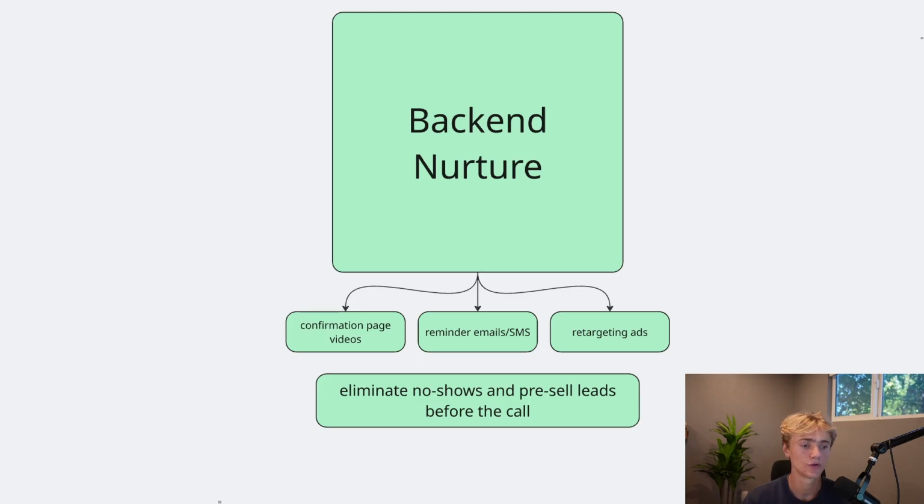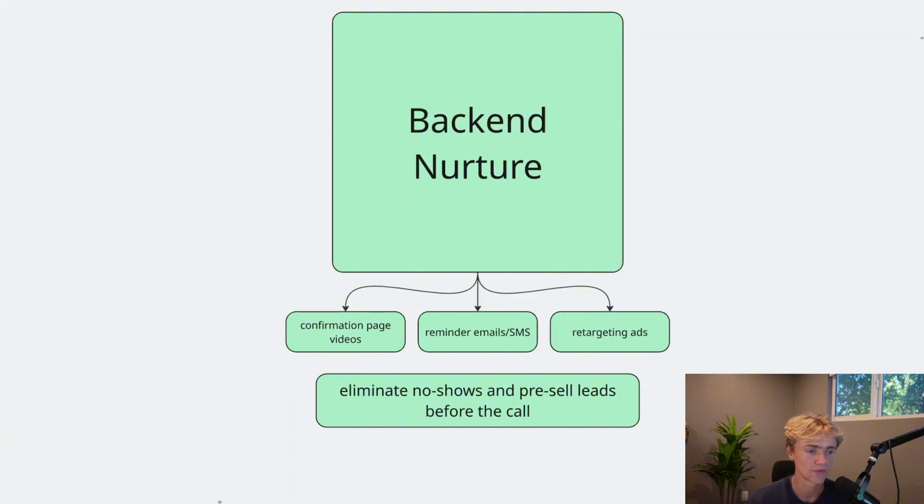Another thing that we can do after the call is reminders, right? But not just the basic reminders, not just the automated ones, but actually value-driven reminders over email and SMS, giving them more content to consume before the call to be more nurtured, giving them specific case studies. We can throw more case studies at them.